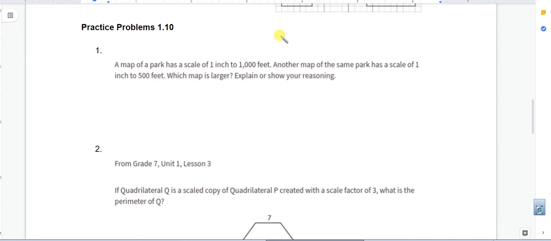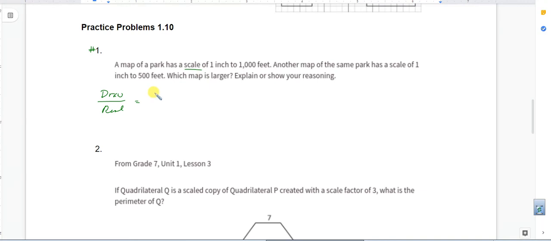Hey guys, we're looking at practice problems 1.10, jumping right in here with number 1 from that section. And we're looking at a scale problem of a scale drawing, so we need to set up our ratio. Our ratio is always going to be in these situations of what we draw compared to what it is in the real life. And they'll give you these scales.